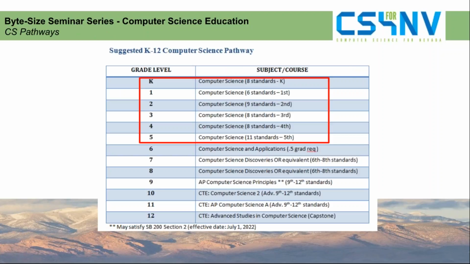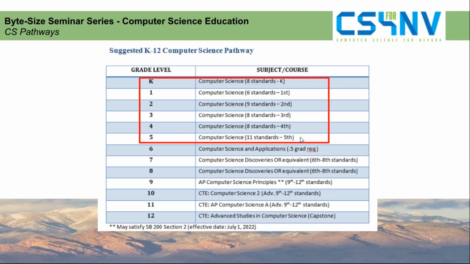Now, what this looks like in each district is obviously going to be different, because that depends on the vision that your district has, the resources you have in your specific schools, and what you need. But a suggested pathway for computer science K-12 would look something like this. So at each grade level, you have your computer science standards that are taught specifically to those students.